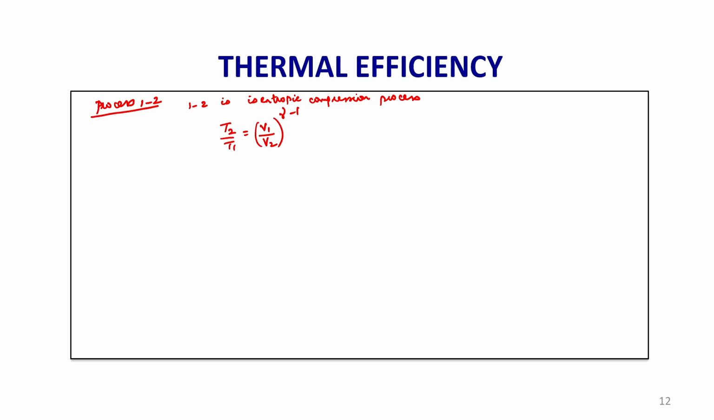So, after simplification you will get this term, T2 by T1 is equal to V1 by V2 whole power gamma minus 1. If it is T2, here it will be V1, if it is T1, here it will be V2, for the temperature volume relation. But we know that V1 by V2 is equal to R, which is the compression ratio. Therefore, T2 by T1 is equal to R power gamma minus 1. From this we can write T2 value in terms of T1 and compression ratio, R power gamma minus 1.